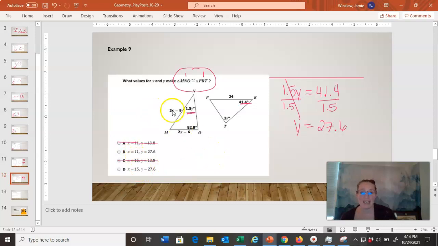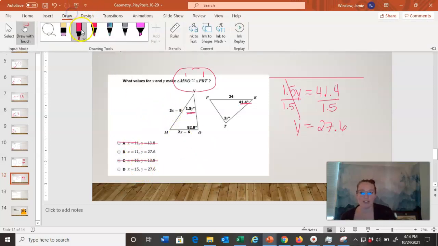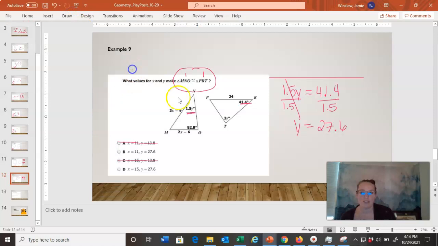So let's look at X. We have an X here and here. So MN matches with PR. Ooh, let's use that one. That worked. We could not use MO because MO matches with PT. See how we don't know anything about PT? So we couldn't really use that.